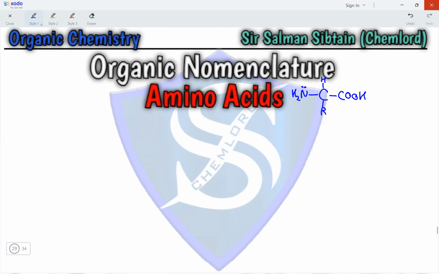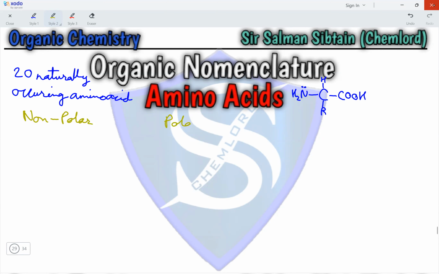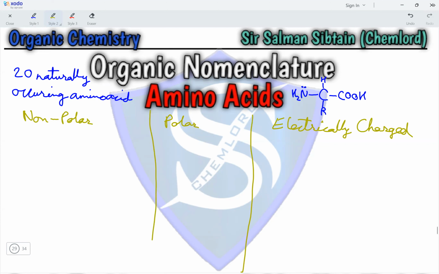So in total, there are 20 naturally occurring amino acids, which are categorized based on the different nature of the R groups. So the three categories of amino acids are non-polar, polar, and electrically charged. We are going to be naming all of these one by one. So we start with the non-polar amino acids.